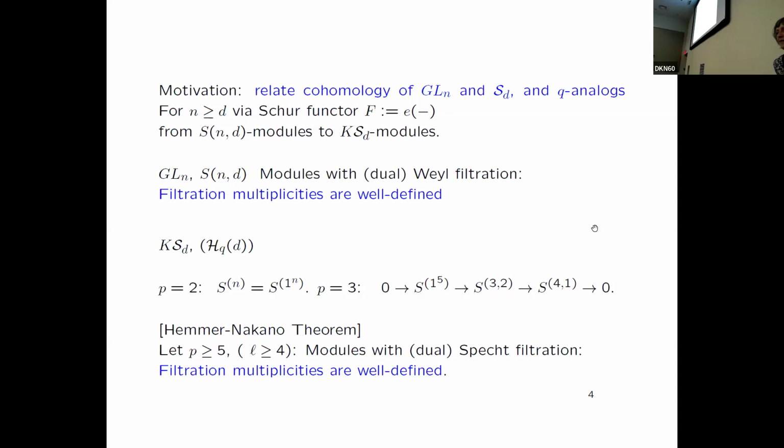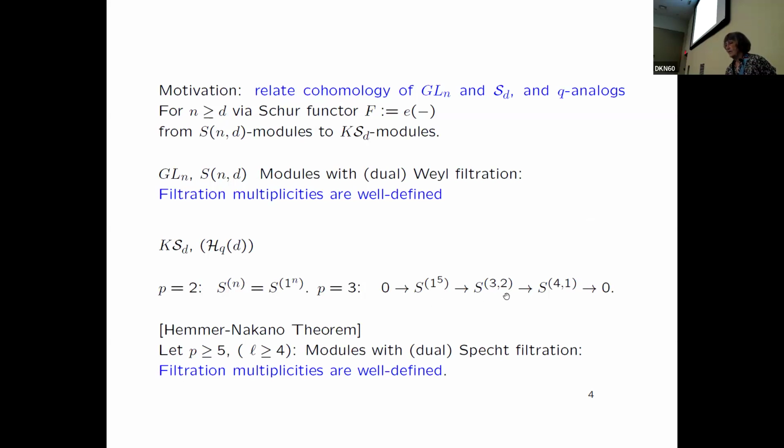If you have modules with Weyl filtration or dual Weyl filtration of quasi-hereditary algebras or highest weight categories, then one knows that filtration multiplicities are well defined. On the other hand, if you look at symmetric groups, this is obviously not true, because if you take prime 2, then the trivial module is a Specht module and it's isomorphic to the alternating module, and so you can't have uniqueness of filtration multiplicities. And similarly, for p equals 3, you have examples.